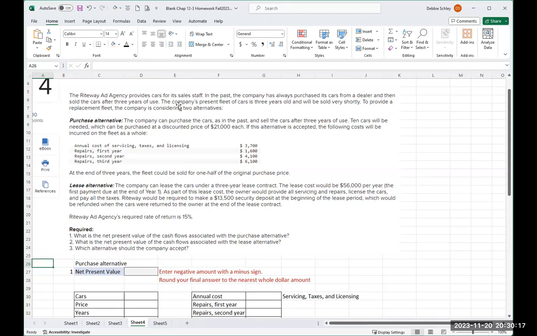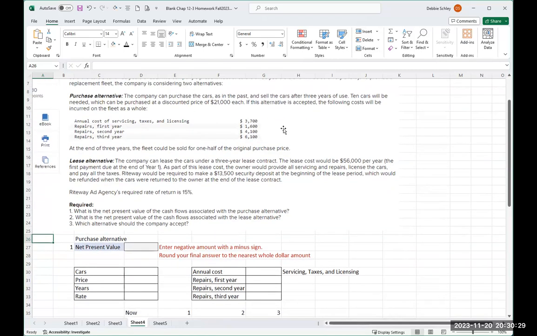Okay. The company's present fleet of cars is 3 years old and will be sold very shortly. To provide a replacement fleet, the company is considering 2 alternatives. So we're going to be figuring out 2 alternatives: the purchase alternative and the lease alternative. So required 1 is figuring out the purchase alternative.